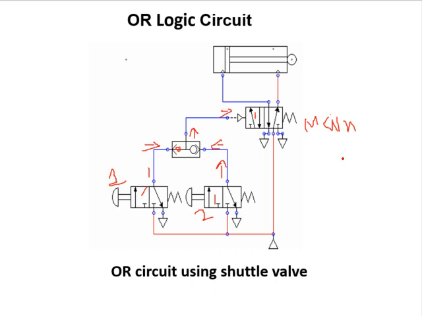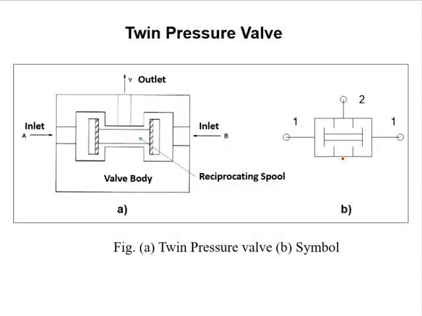Now we will go through the next circuit by using a twin pressure valve. The twin pressure valve is the opposite of the shuttle valve. As its name suggests, the twin pressure valve will have an output only when two input pressures are available.